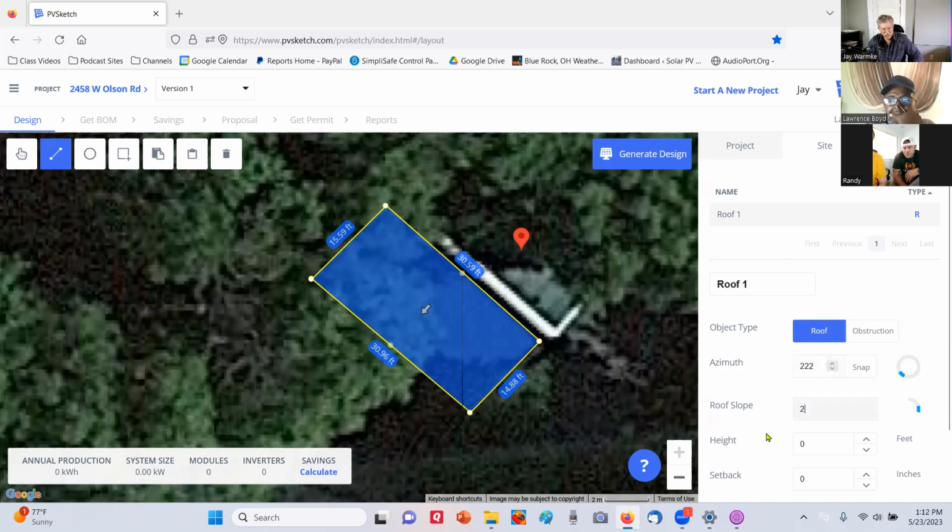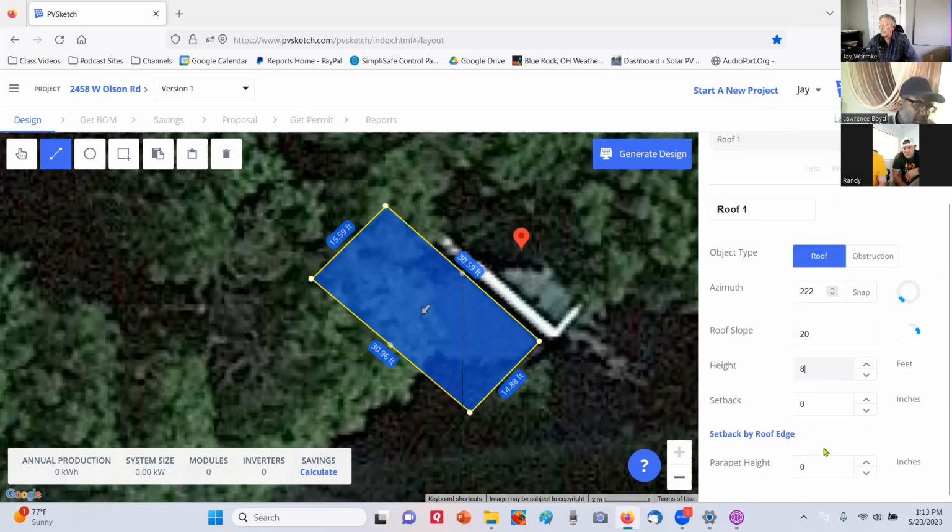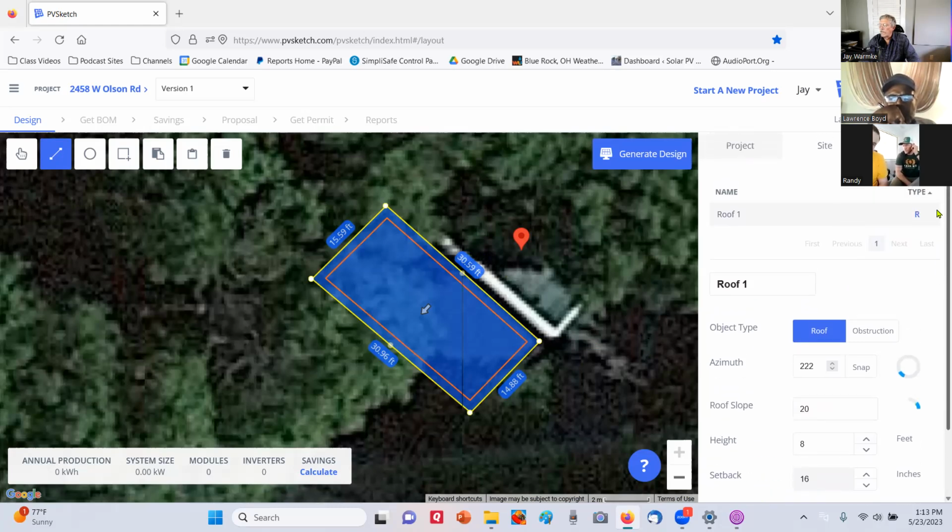The slope of the roof, let's just say it's a 20-degree pitch. We'd have to look at it. It's single story, right? So it's going to be about eight feet high. Correct. And it is a setback. So we'd have to go with 36 inches. Well, I'll go with 16 inches because that's what the code here is. But we have to make sure we've got 36 inches on the side and the top for fire codes. And there is no parapet height. So I filled in that information at the moment.